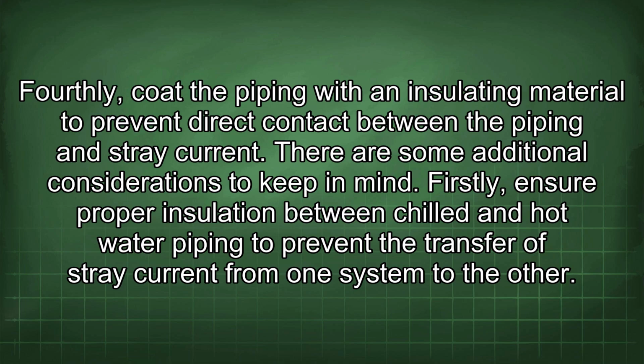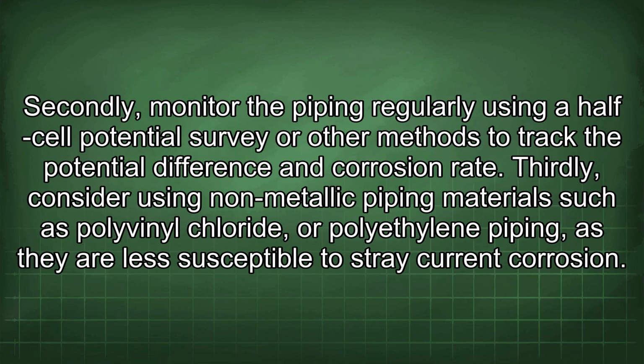There are some additional considerations to keep in mind. Firstly, ensure proper insulation between chilled and hot water piping to prevent the transfer of stray current from one system to the other. Secondly, monitor the piping regularly using a half-cell potential survey or other methods to track the potential difference and corrosion rate. Thirdly, consider using non-metallic piping materials such as polyvinyl chloride or polyethylene piping, as they are less susceptible to stray current corrosion.